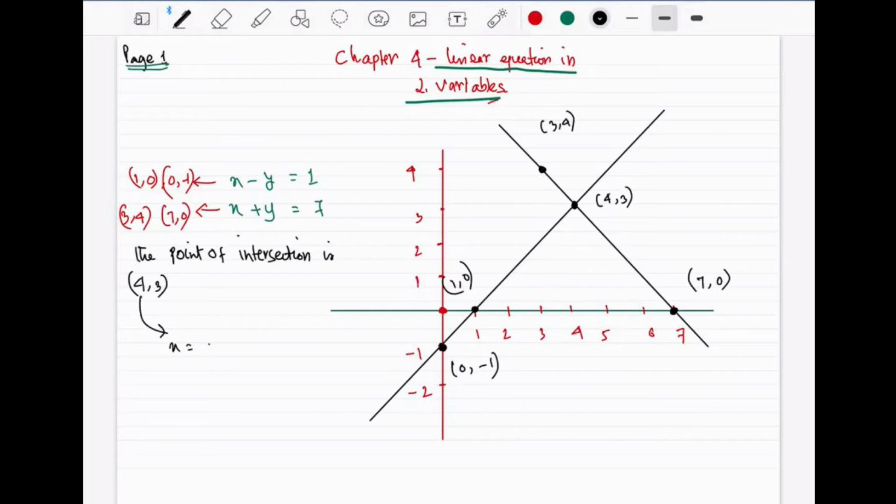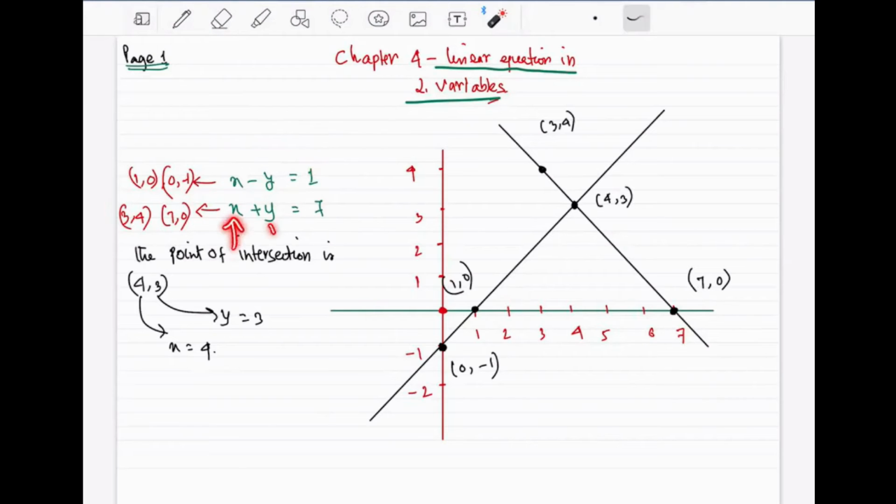This is the value of x. This is the value of y. Okay, let's see if I put the value of x as 4, y as 3, if we are able to satisfy these two equations. If I put x as 4 and y is equal to 3, we have got 4 minus 3 is equal to 1. Okay, correct. We are able to match the right-hand side.